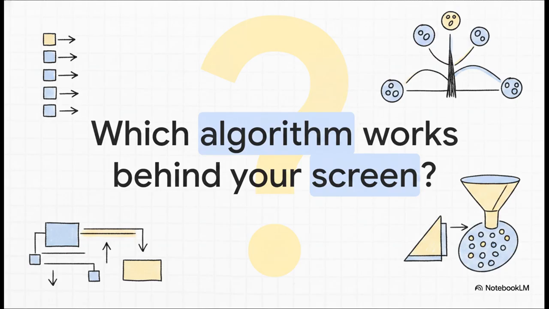So the next time you type a query into your phone and hit search, take a split second to wonder, what algorithm is actually working behind the glass? Whether it's the exhaustive checking of a linear search on a tiny list, the incredibly clever halving of a binary search through a massive sorted database, or the instant mathematical magic of hashing, you now understand the invisible architecture that actually retrieves the world's information right at your fingertips.